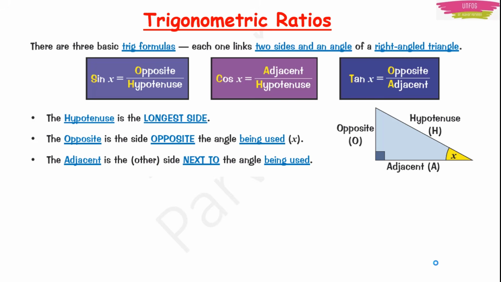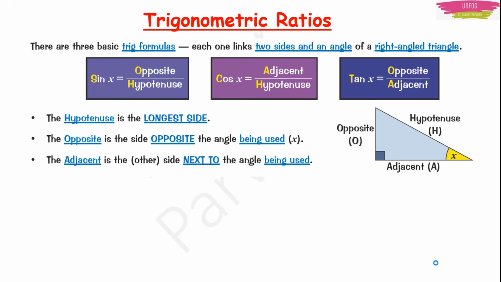In this triangle you can see one angle is a right angle. Basically this is a right angled triangle. Another angle is x. That is the angle which we want now. We are naming that angle as x. We are using that angle to find the trigonometric ratios.